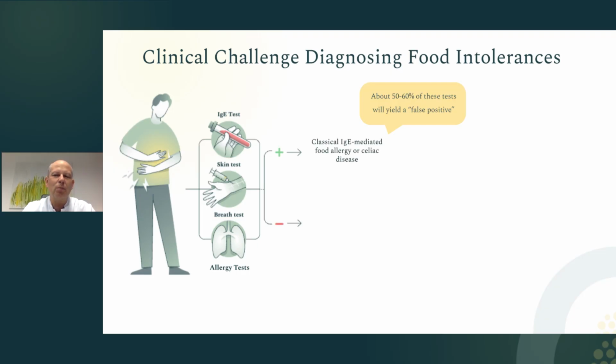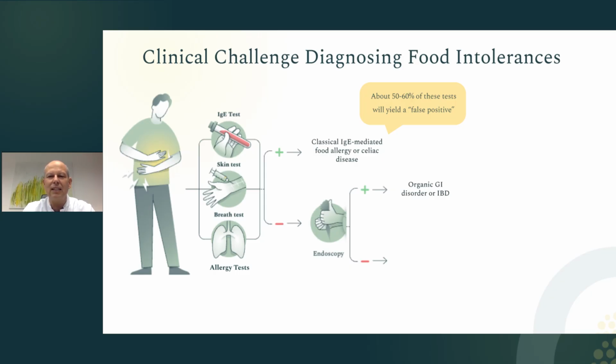And even if it's positive, you know that about 50 to 60% of all blood tests and skin prick tests will yield a false positive result. So here we have an uncertainty. But what about those patients who have all negative results? We would do upper and lower endoscopy.